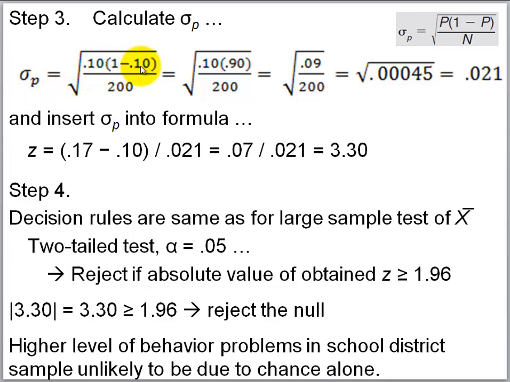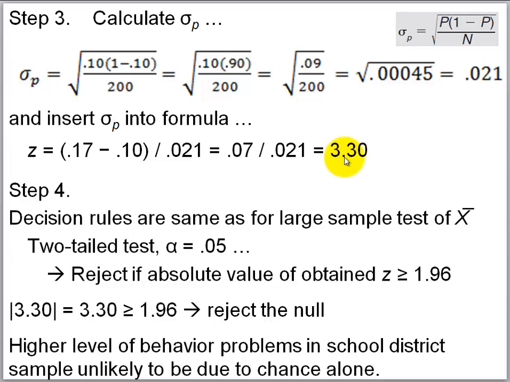p times 1 minus p divided by 200, we've got 0.09 divided by 200, and we need to take a square root, and that is going to calculate to a standard error of the proportion of 0.021. So that's what we need to plug into our formula. That's our denominator. Here's our small p, 0.17, the proportion in our random sample. Here's the large p, the value stated in the null, and we get an obtained z of 3.3.